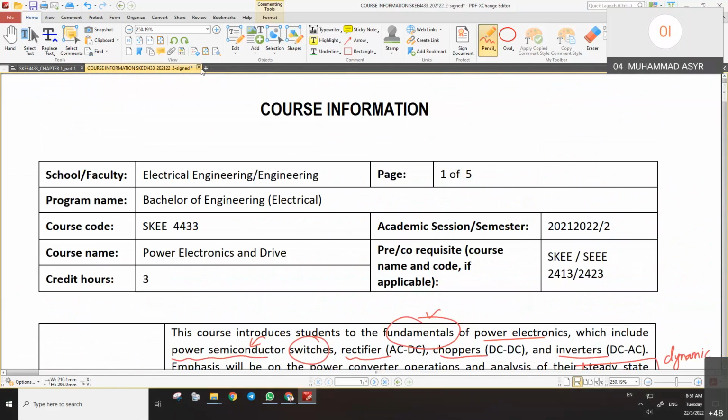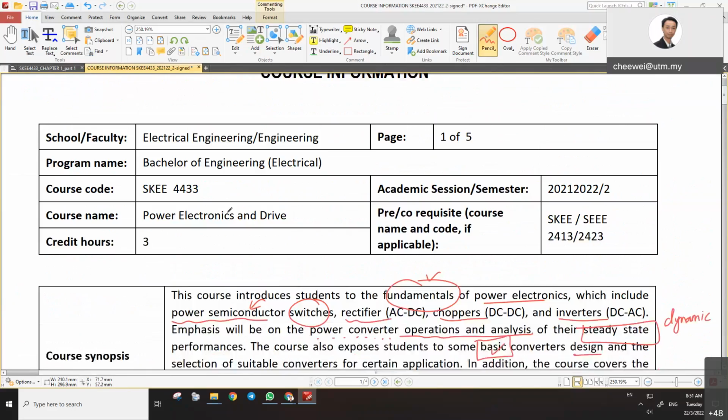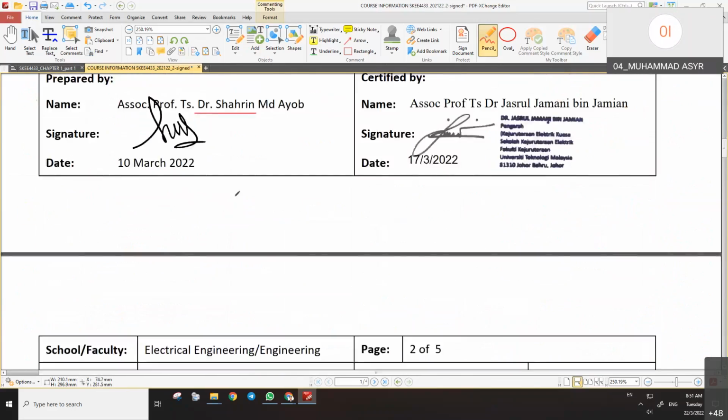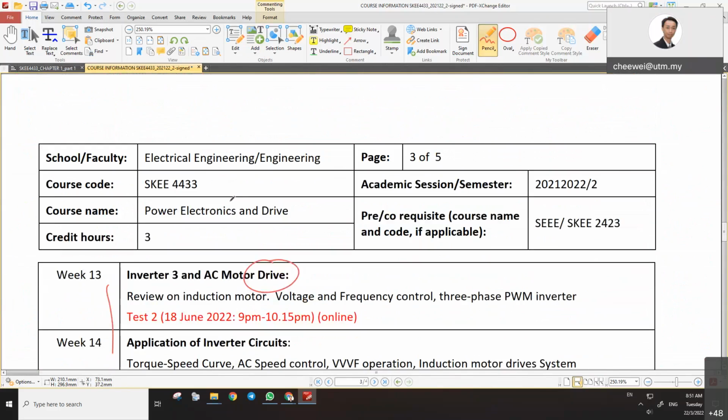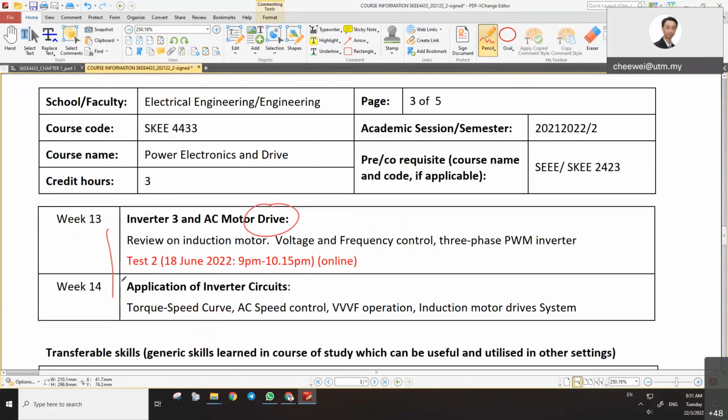Excuse me, Prof. Yes. For test 2, what will be covered? Oh yeah, test 2, I missed out. Where's test 2? Oh yeah, it's written here. Basically, test 2 is on DC-DC plus inverter. Beginning of inverter.